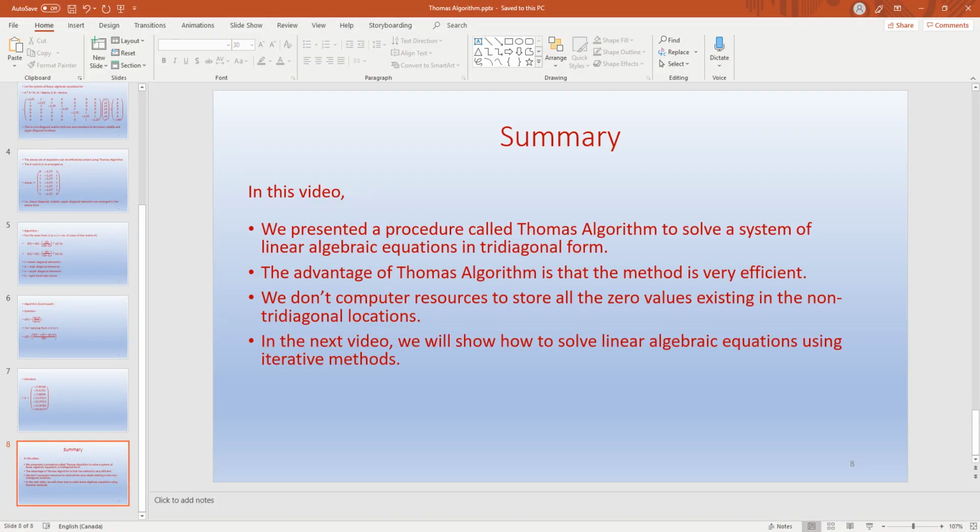To summarize, in this video we presented a procedure called Thomas algorithm to solve a system of linear algebraic equations. Please note that we can only solve those equations when it is presented in a tridiagonal form. The advantage of Thomas algorithm is that the method is very efficient. We don't need a lot of computer resources to store all the zero values existing in the non-tridiagonal locations. In the next video, we'll show you how to solve linear algebraic equations using iterative methods.